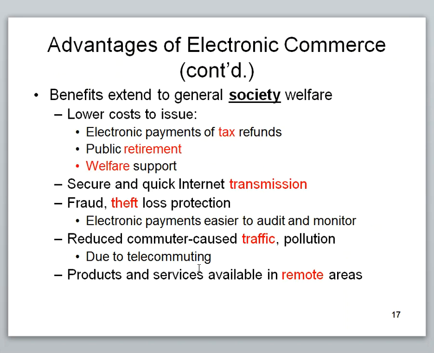For society, of course, it would lower cost. For example, it can be used for electronic payment of fines, taxes, and tax refunds. All these e-government services can be done and are a good thing for societies and countries. It can also be used for public retirement and welfare support. These are examples of systems that are used for societies.